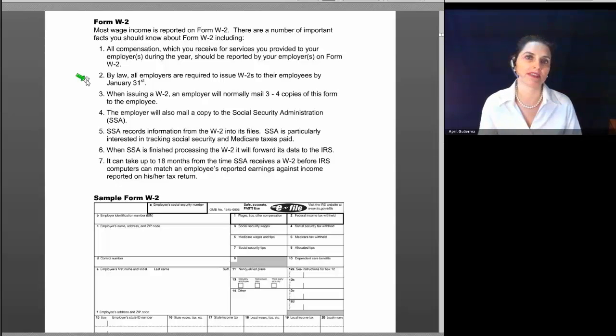How come my employer doesn't have it? Doesn't the law say that he has to give it to me? And the answer is, by law, the employer has until January 31st to get that W-2 in the mail. And employees are required to wait until they get their W-2 to file.